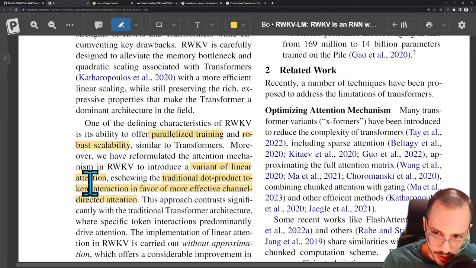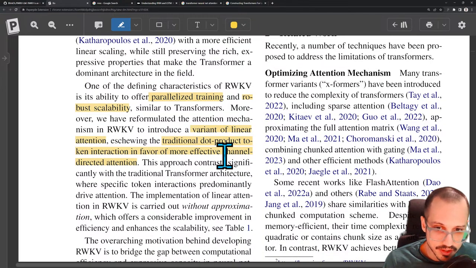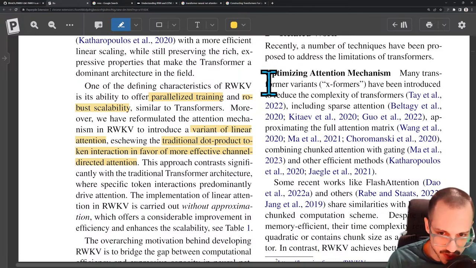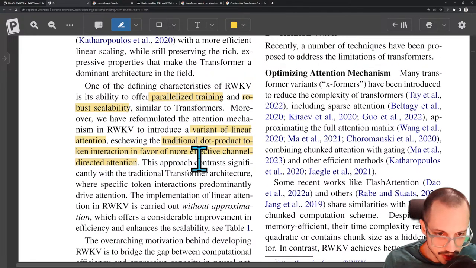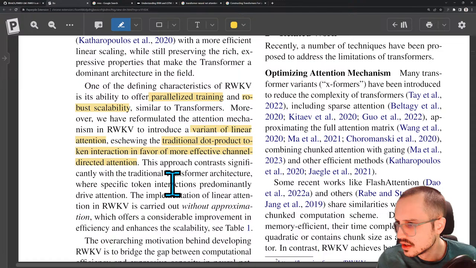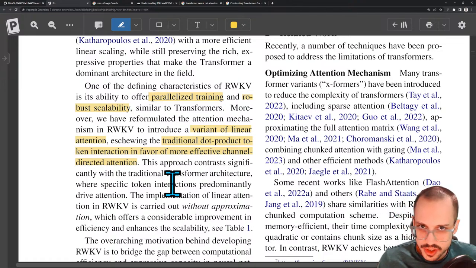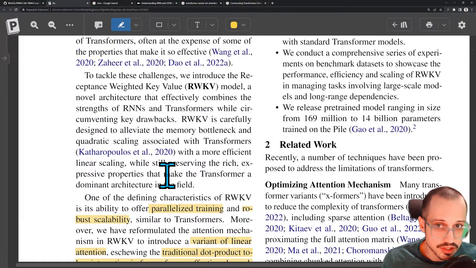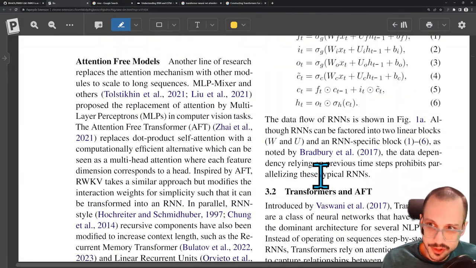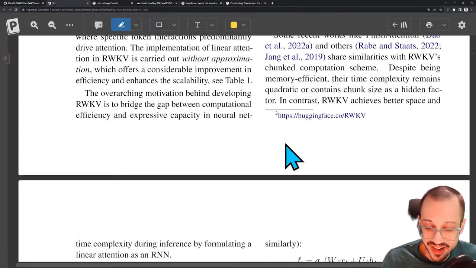The traditional dot product token interaction in favor of a more effective channel-directed interaction. So channel has like a million different meanings. Generally, it just means a specific dimension in some high dimensional tensor. That's what it means to me, kind of in the computer vision world. But I think there's probably going to be a specific kind of NLP definition of channel, but we'll see what that is. What is traditional linear attention? A variant of linear attention? I don't know what linear attention is. I think they're going to describe it in the related work section or preliminaries. I bet you they tell you exactly what linear attention is and what the variant that they do is.